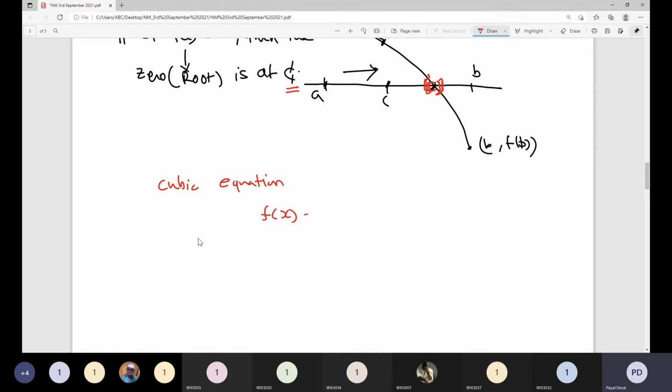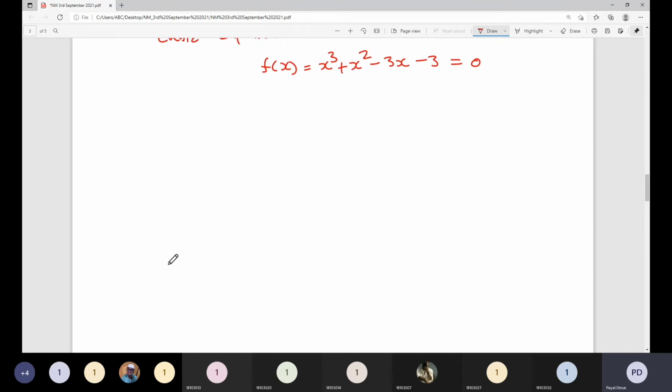That is f(x) = x^3 + x^2 - 3x - 3 = 0. I'm just giving you the interval, that is 1 and 2. So I am choosing the interval 1 and 2. First, what I have to check is that f(1) and f(2) should have opposite signs.